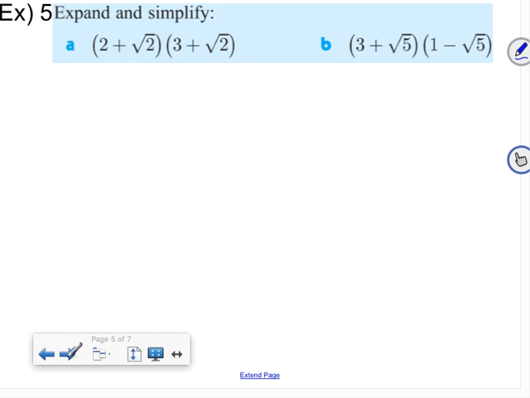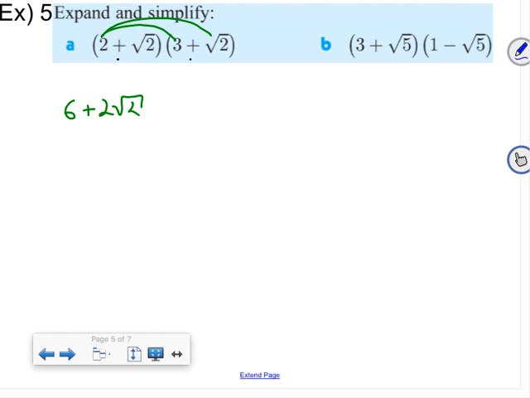Okay, so let's look at another example. Example 5 here. Notice we have binomial terms, so we have a this plus that, times a plus. That just tells me I've got to double distribute here. In green, I'm going to distribute the 2 across. 2 times 3 is 6. 2 times the square root of 2 is just going to be plus 2 square roots of 2.